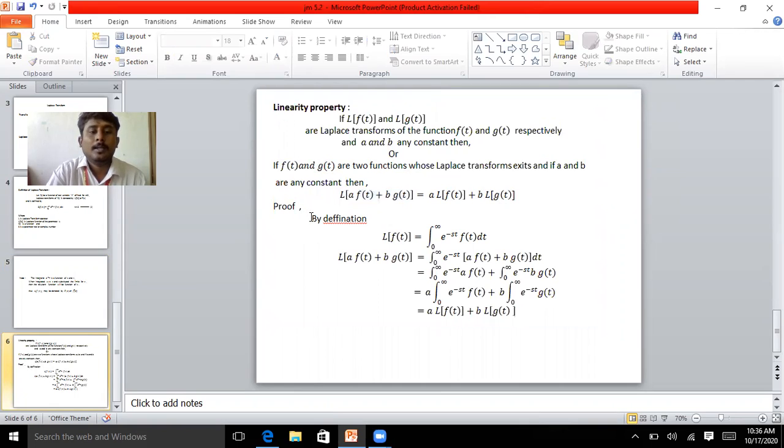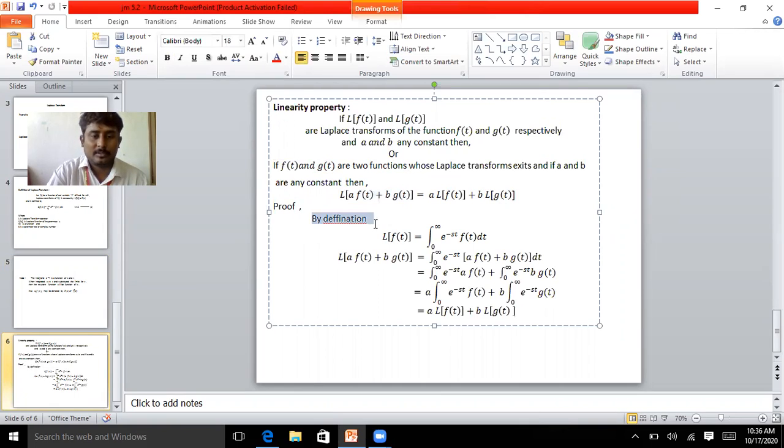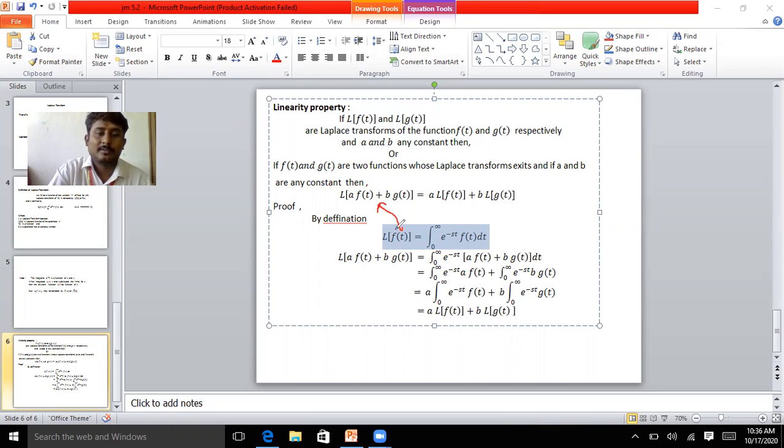Proof by the definition. By the definition of the Laplace transformation, the Laplace transformation of f(t) is equal to the integral from 0 to infinity of e to the power minus st times f(t) dt. This is the definition of the Laplace transformation. In this f(t) function we have these two functions, so instead of f(t) we will substitute these values.